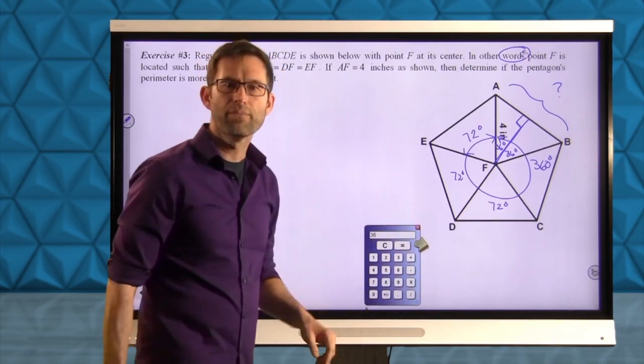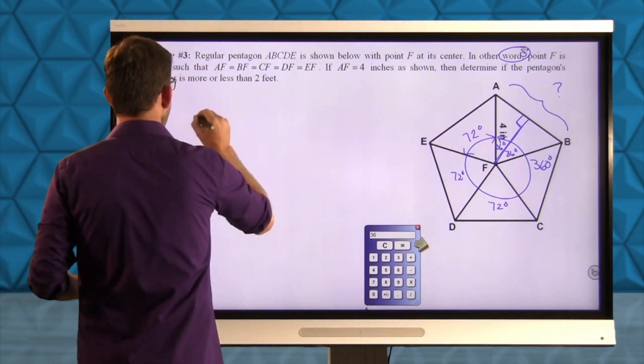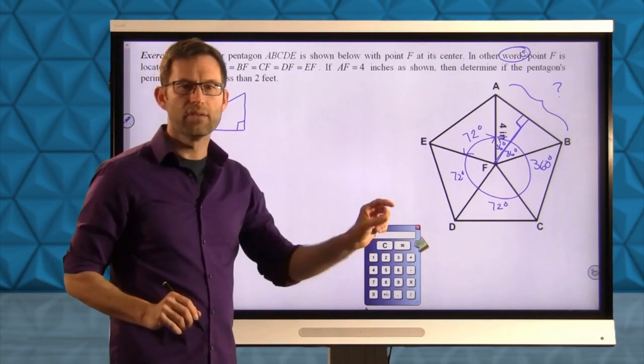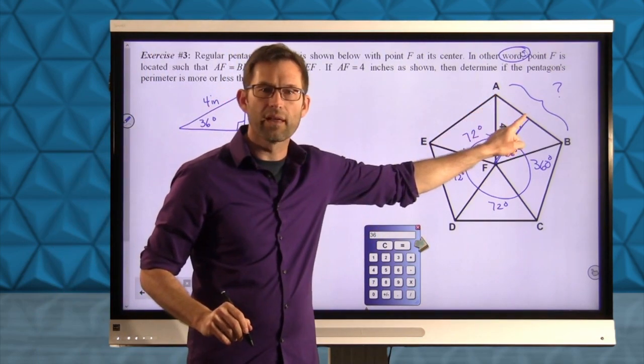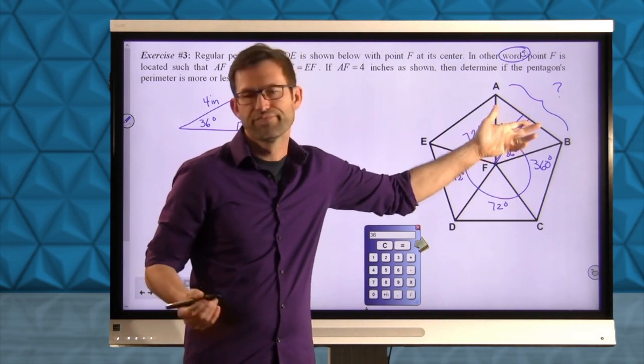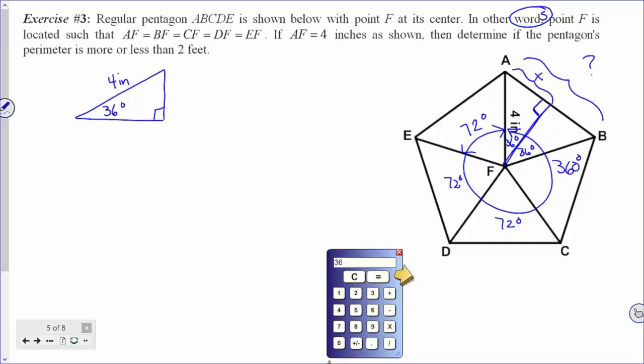Why is that all important? Because now I can extract this little right triangle over here, and I'm going to draw it in a way that I feel more comfortable with. All right, something like this. I love the electronic pen sometimes. We have this 36 degrees. This is that 4 inches. And now I can find this length from A to that midpoint there. I'll call it X, and I'll put it right there.